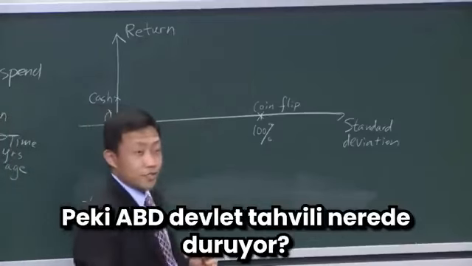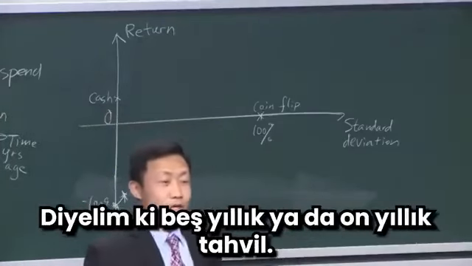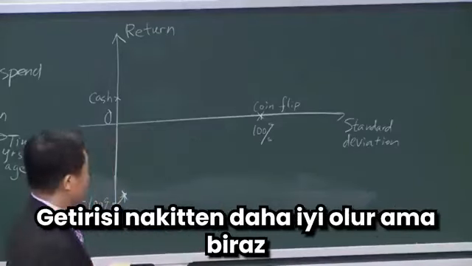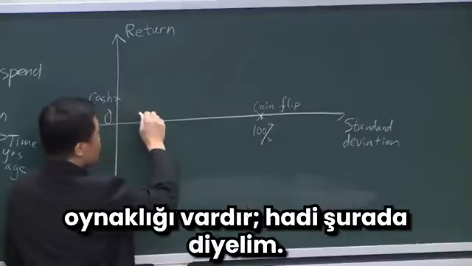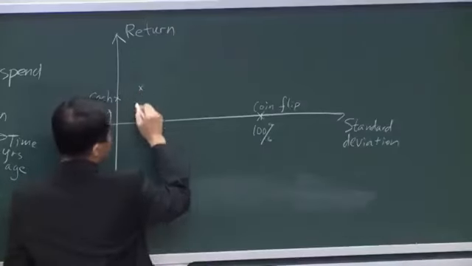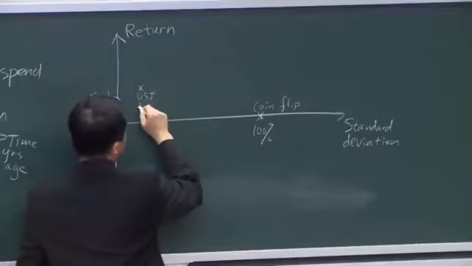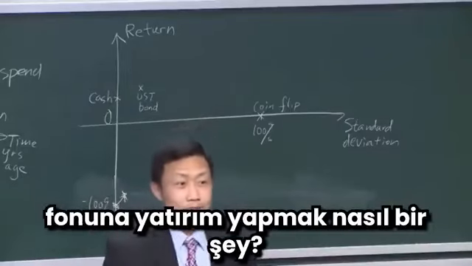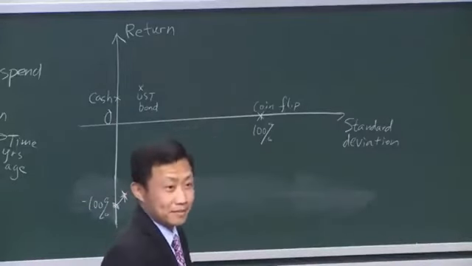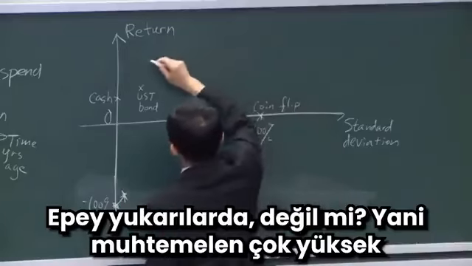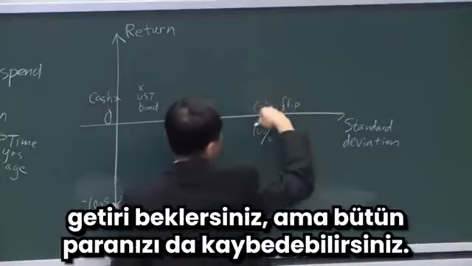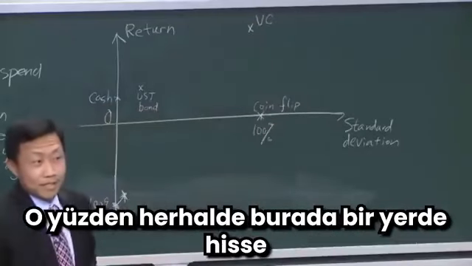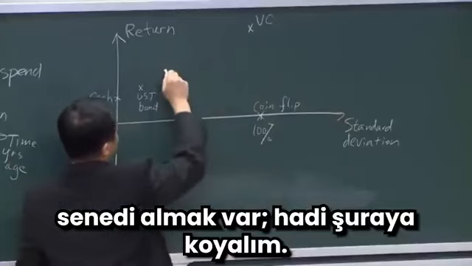Okay, so where's U.S. government bond? Let's just call it a 5-year note or 10-year bond. So it should have returns better than cash with some volatility. Let's call it here. What is investing in a startup venture capital fund like? Pretty up there, right? So you probably feel very high return, but you can lose all your money. So probably somewhere here, VC. Buying stocks, let's call it somewhere here.